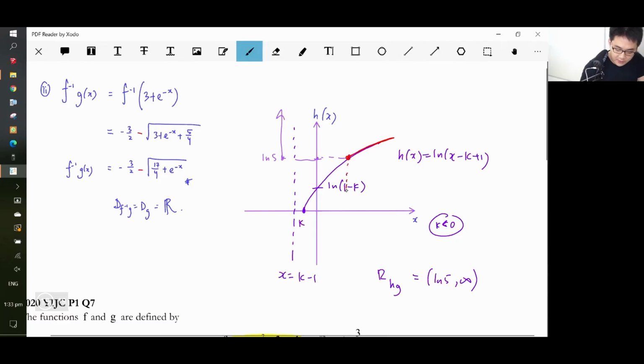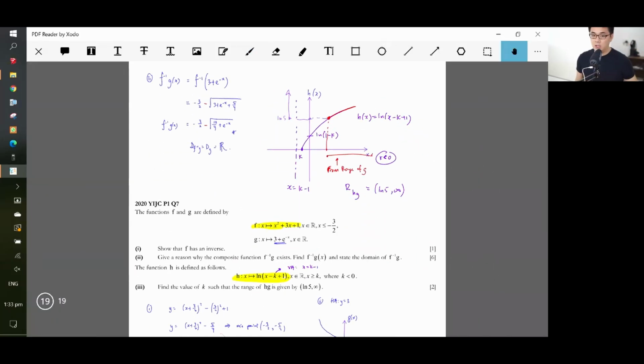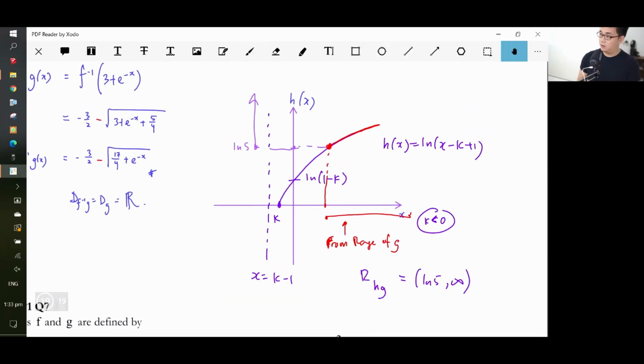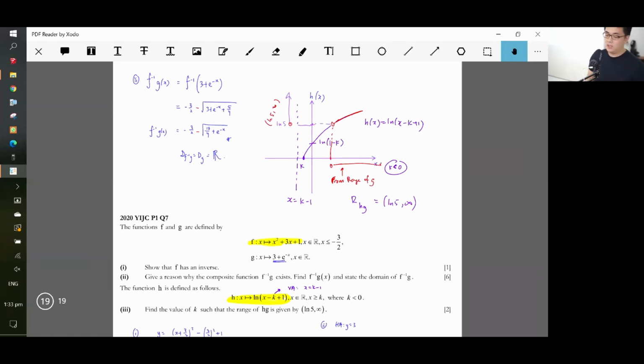Whatever I fit into this h here will be from the range of g. Mapping, right? Whatever I fit into this second function h here, I need to make sure that it produces ln 5 to infinity here. It's going to be confusing, I understand, but just bear with me. This part here is pretty good. Find the value of k. Okay, great. It means we can find the value of k because that is ln 5. Ln 5 to infinity. Actually, you got it already.